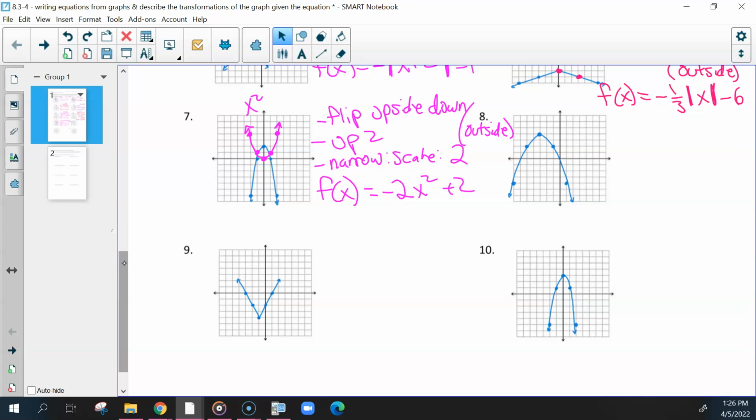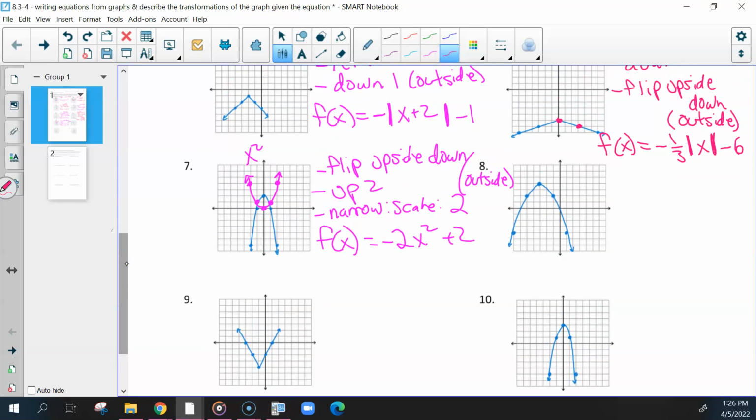For number 8, what type of function is this? Quadratic. Quadratic function. Yes.